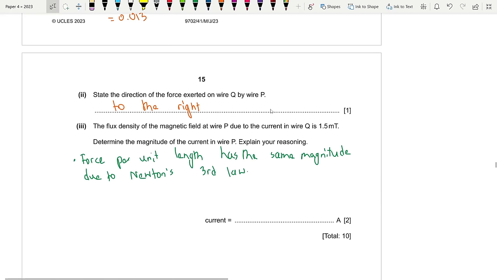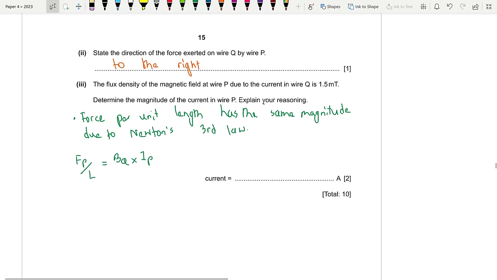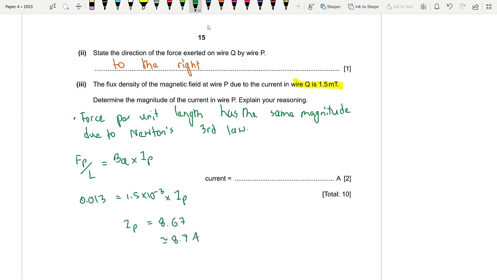So we are going to use this value: FP by L is equal to BQ times IP. So we can write 0.013 is equal to, we know the magnetic field strength due to wire Q, that is 1.5 millitesla, 1.5 into 10 power minus 3 times IP. So let's do that. 0.013 divided by 1.5 into 10 to the power minus 3 gives us a value of IP equal to 8.67, or rounded off to 8.7 amperes to two significant figures.